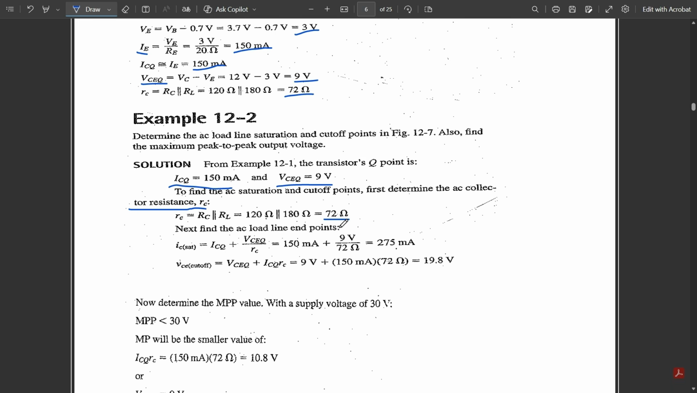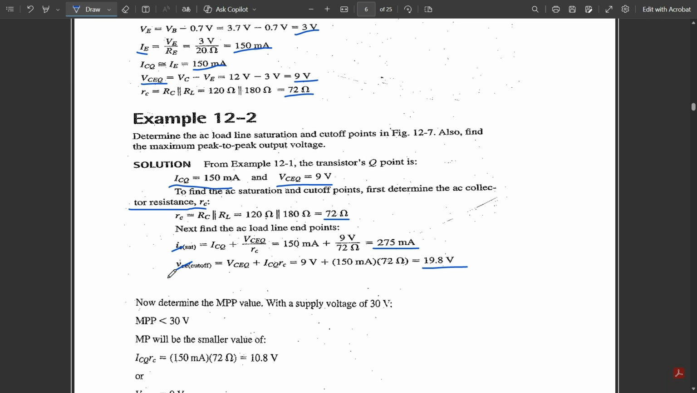Now to find the AC load line and Q points, you need to be finding the AC collector current at the saturation region, and VCE, that is collector to emitter AC voltage in the cutoff region. Okay, that is given by this formula: ICQ plus VCEQ divided by RC. ICQ is 150 milliamps plus VCEQ is 9 volt divided by RC is 72 ohm. If you substitute, we would be getting 275 milliamps. Now AC collector to emitter voltage is equal to VCEQ plus ICQ into RC. Okay, if you do that, you would be getting the answer as 9 volt plus 150 milliamps into 72 ohms, that is 19.8 volt.